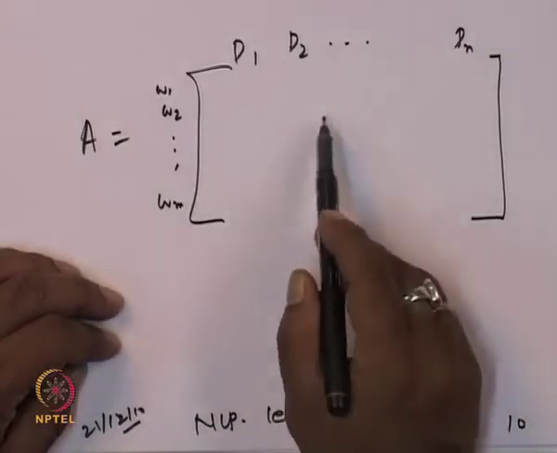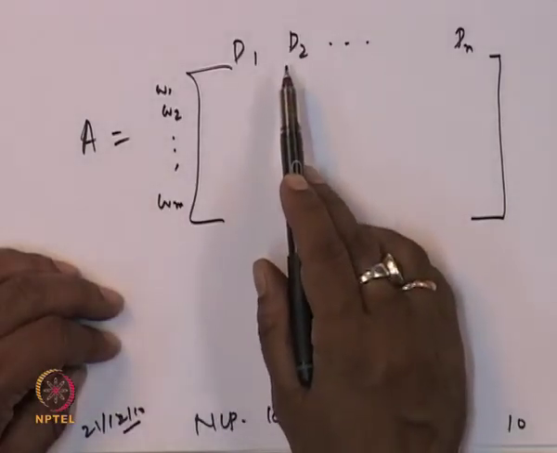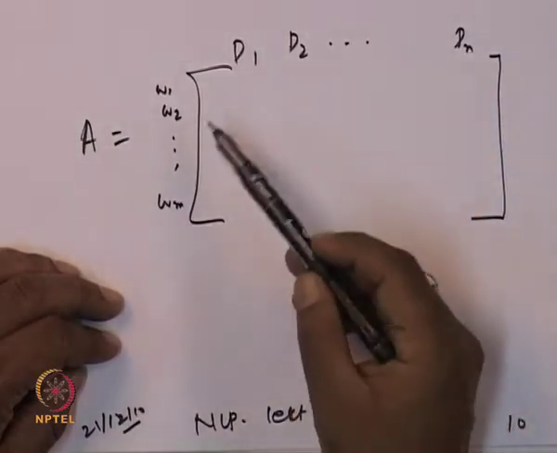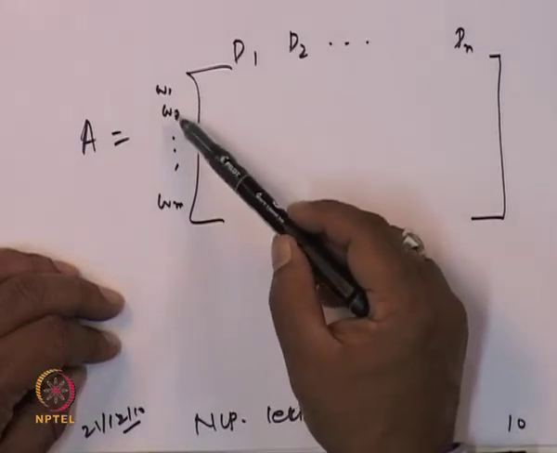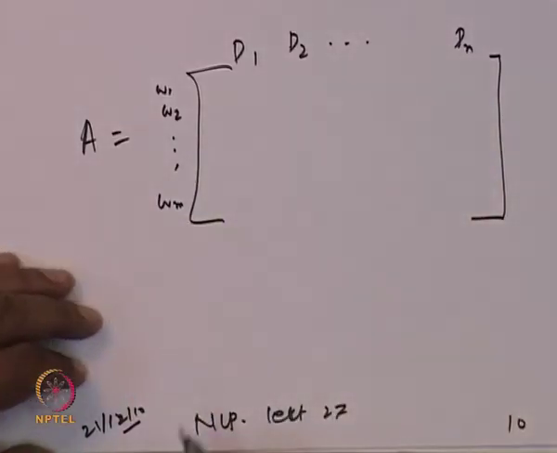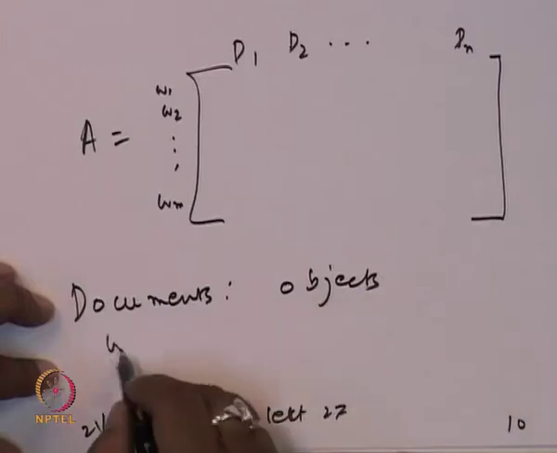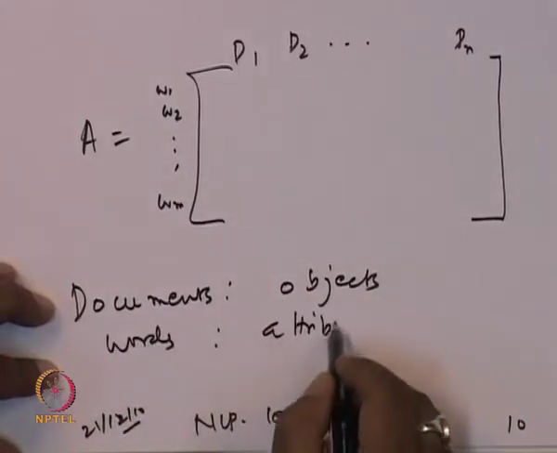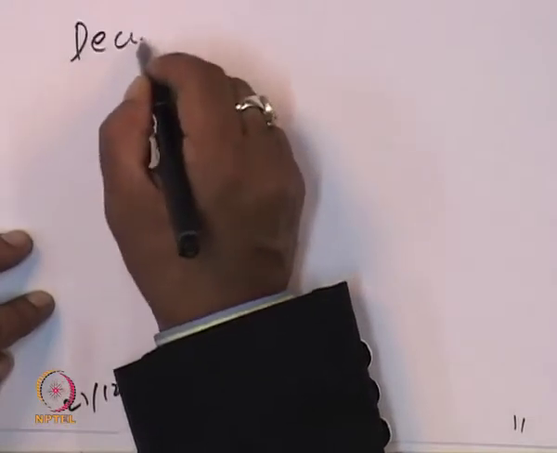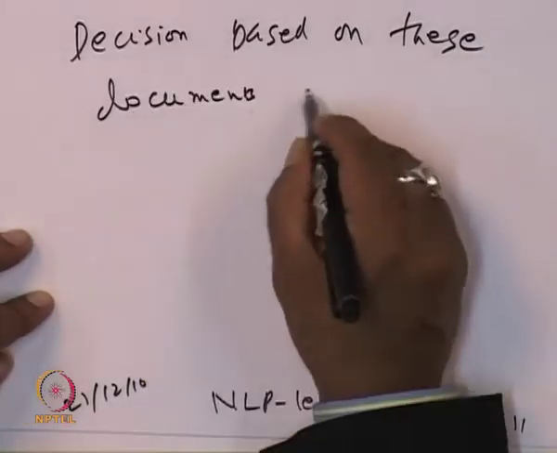What has dimensionality reduction got to do with this particular matrix? In this matrix, the objects are the documents D1, D2 up to Dn, and their attributes or features are the words W1, W2 up to Wm. So, these words are the features and the documents are the objects. We note this down: documents are objects, words are attributes or features.